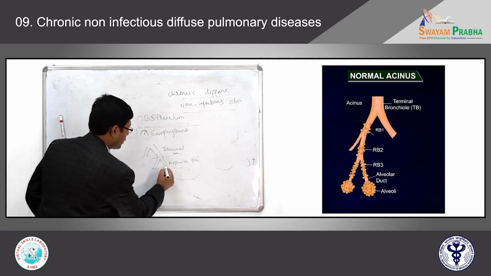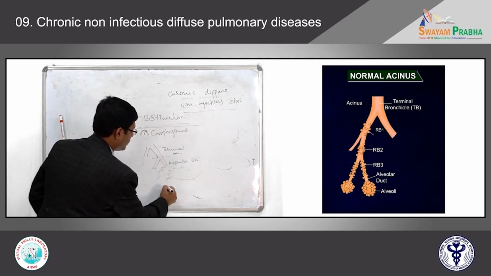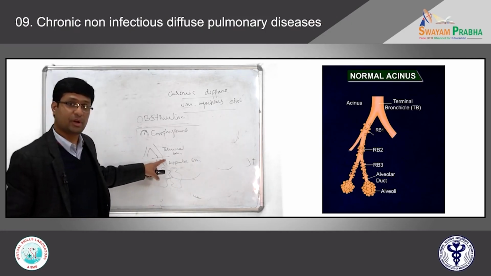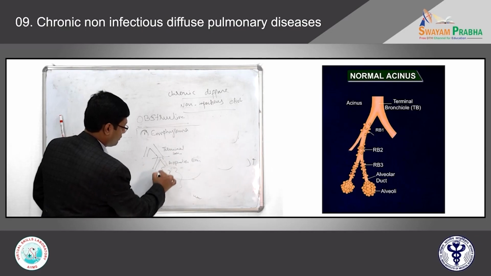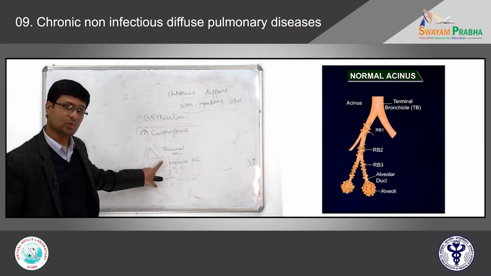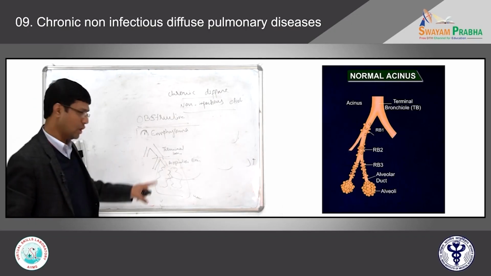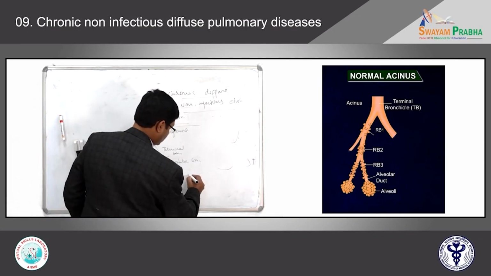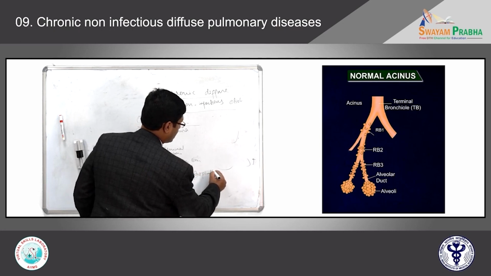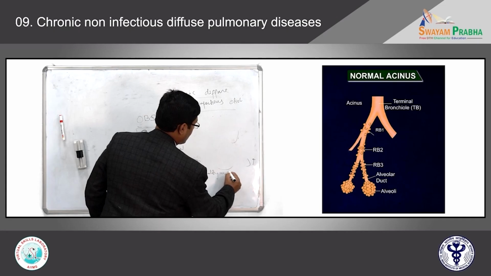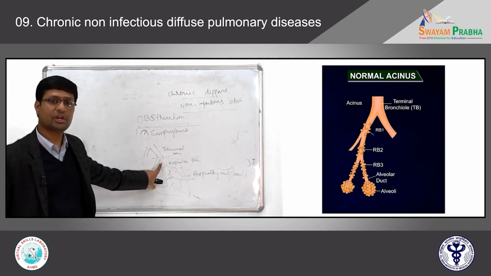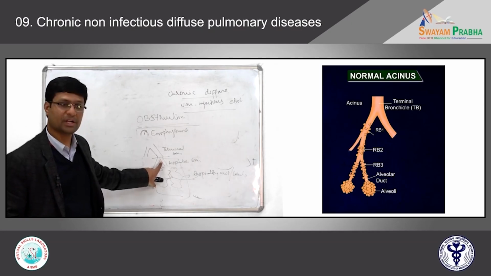Leading to respiratory bronchioles, and we have alveolar sacs. One respiratory bronchiole with a bunch of alveolar sacs attached to it is called one respiratory lobule or respiratory unit. Respiratory unit, or you can call it a lobule. So we'll concentrate only on this part.